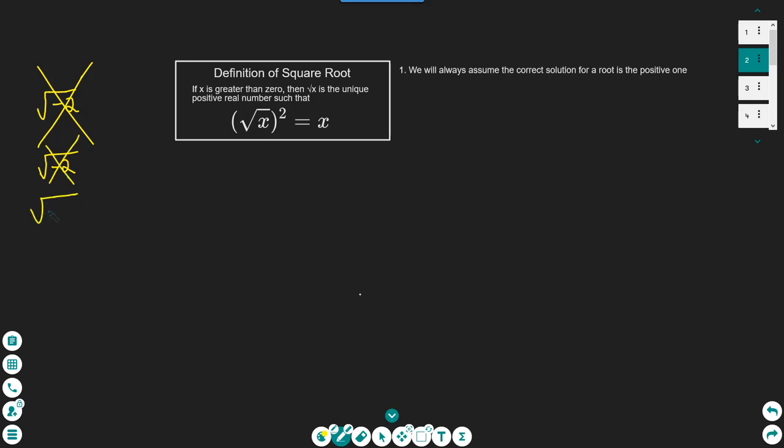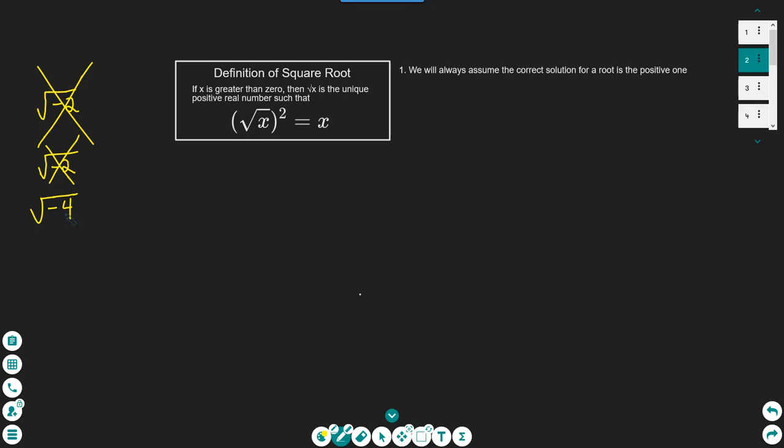Let's say, what if I have the square root of a negative 4, for example? What number times itself would give us a negative 4? There isn't any. Because if I have a 2, that might be the temptation to say that 2 is the answer, but 2 times 2 itself does not equal negative 4.